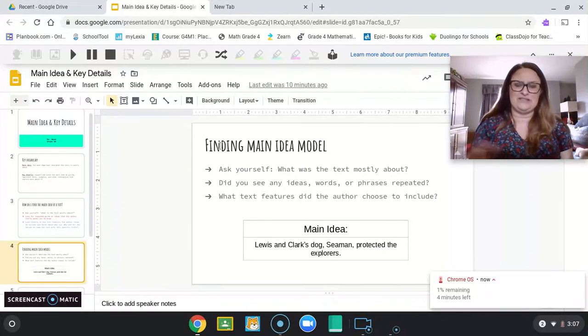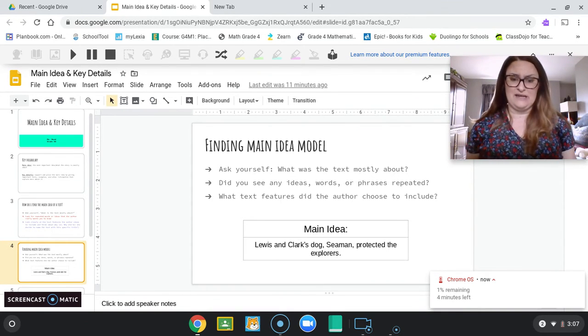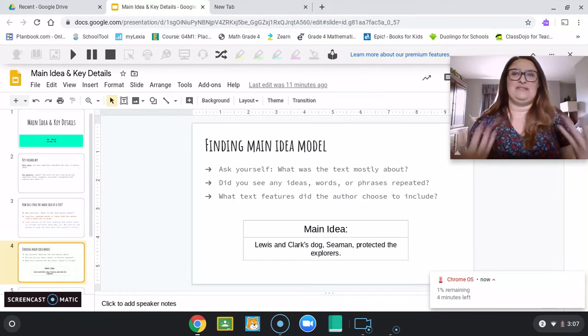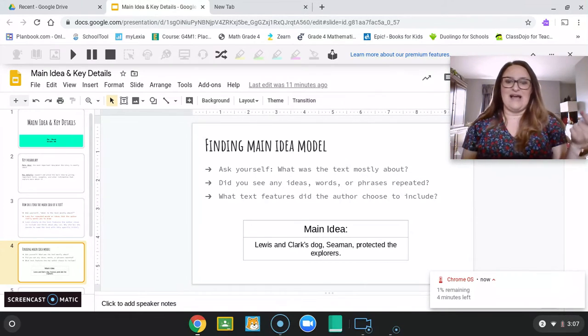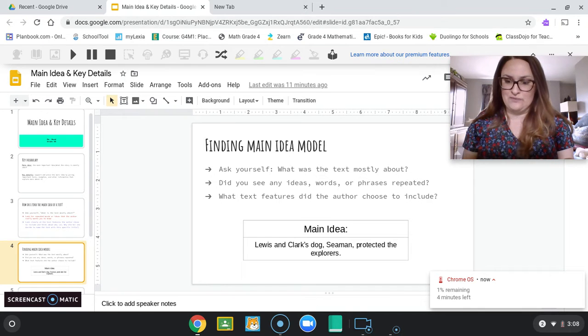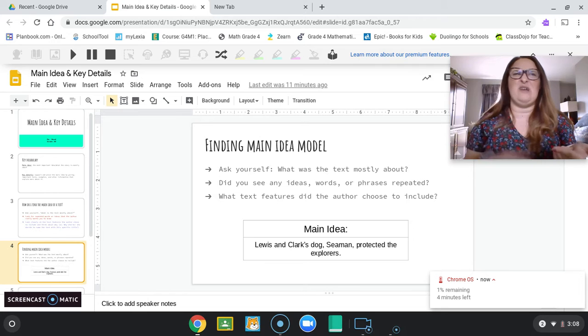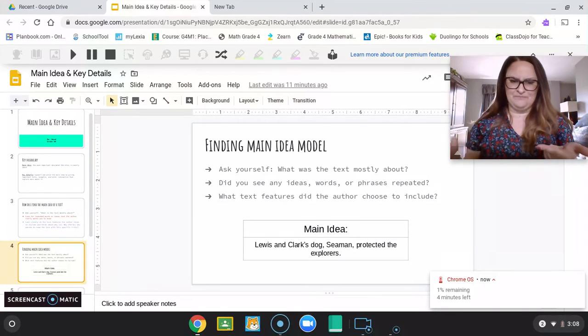So the same way we just thought about this, we're going to ask ourselves, what was the text mostly about? Well, when I read it, the text was mostly about this dog named Seaman and how he was protecting and looking out for Lewis and Clark. Next step, did I see any ideas, words, phrases repeated? Obviously, I saw the dog's name repeated over and over again. I also saw that he was protecting them, saving them, looking out for them.